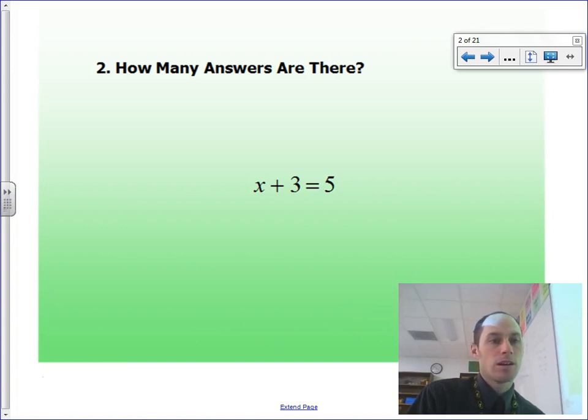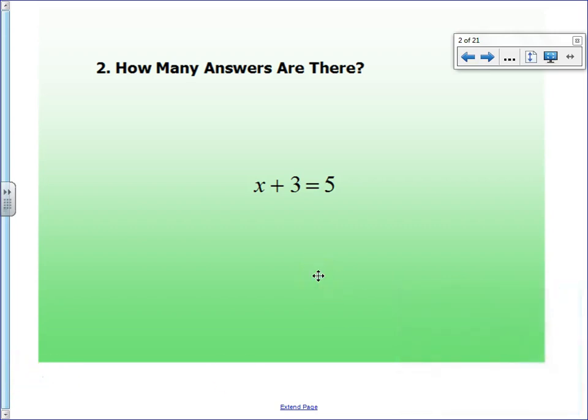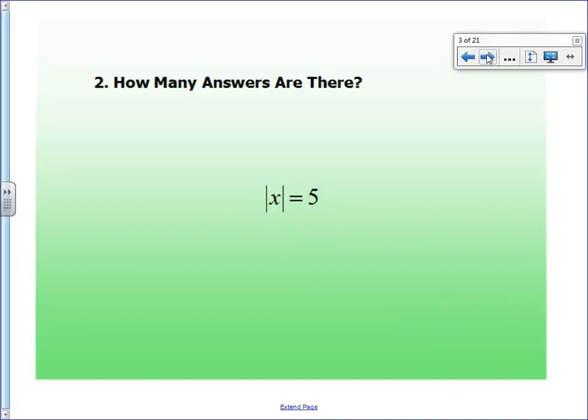First of all, how many answers are there to this equation? x plus 3 equals 2. Well, we know that there is only one solution. That's when x equals 2. Okay? So, oftentimes there is exactly one solution.